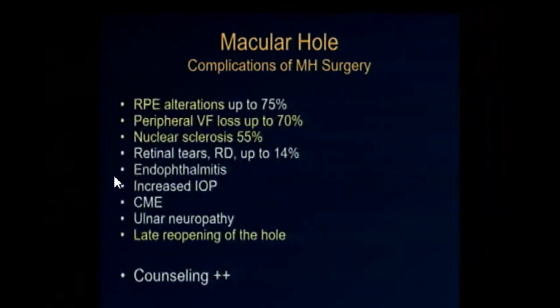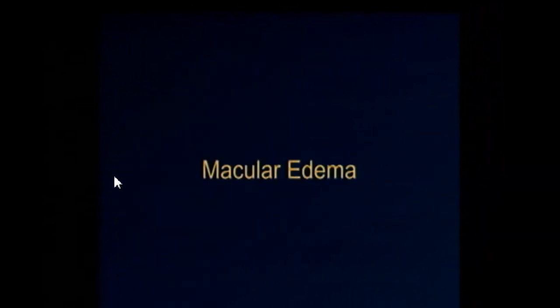Complications of macular hole surgery are complications of any vitrectomy, okay? RPE alterations, retinal tears and retinal detachments, endophthalmitis, glaucoma, CME, cataract, all these, you list them every time that you talk about a vitrectomy. So nuclear sclerosis is common. People who have macular hole surgery tend to have cataracts more quickly. Late reopening of the hole can happen, and this is why we follow the patients.